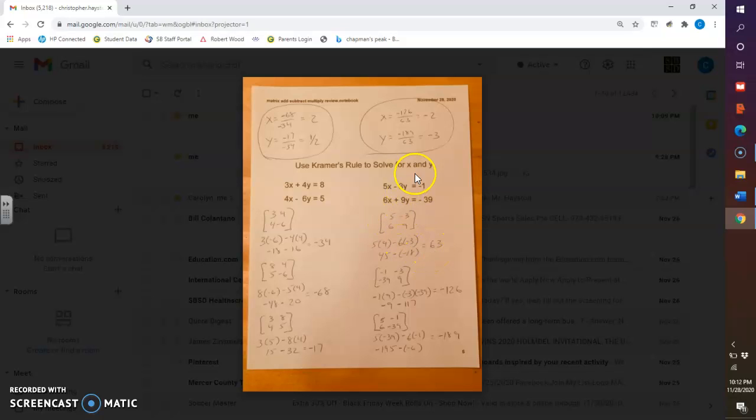I replace the 5 and 6 with negative 1 and negative 39. Negative 1 times 9 minus a negative 3 times negative 39 is negative 9 minus 117. That becomes negative 126. And now replace the Y column with negative 1, negative 39. So 5 times negative 39 minus 6 times negative 1 becomes negative 189. Negative 126 over 63 is negative 2. Negative 189 divided by 63 is negative 3. And that's how we do Cramer's rule.